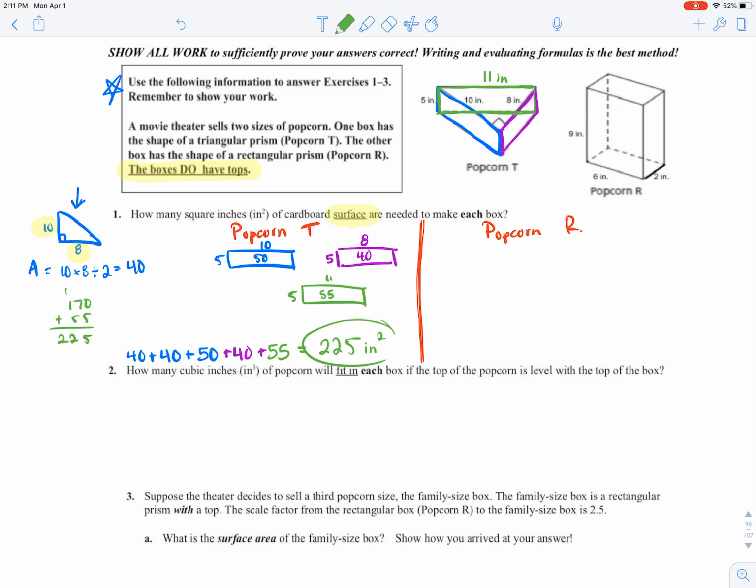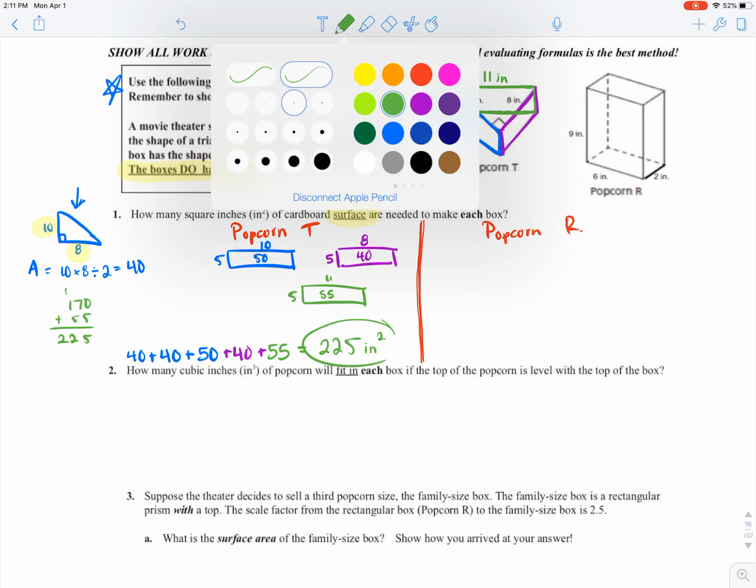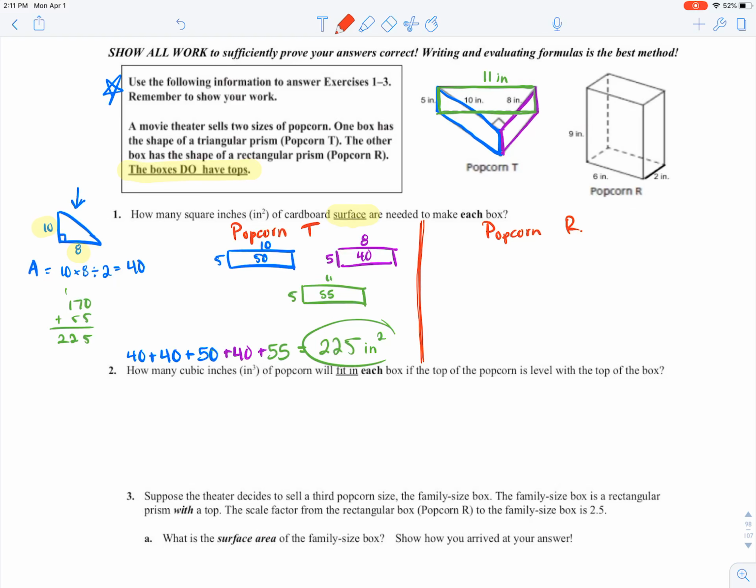Okay, now let's go ahead and do the same thing except for now popcorn R. Okay, so popcorn R. Again, you can definitely split this into shapes just like we did the triangular prism. So I'm actually just going to do that because I think that helps people the most. Okay, so I'm going to be looking at this rectangle right here. Okay, well, what are the dimensions of that first rectangle? Well, I see a 9 by 6, and therefore it's 54.